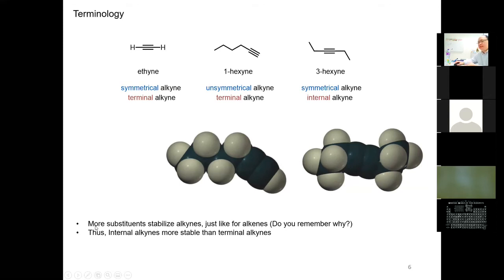And a trend of the stability of alkynes is that if the alkyne has more substituents, it's more stable. So for example, this one is much more stable than ethyne, and it's a similar trend as the alkene. Do you remember why? It's because of hyperconjugation, right? More substituents will donate or spread the electrons of the sigma bond into the anti-bonding orbital of the alkyne, just like the alkenes and just like the carbocation. So the more substituted carbocation, more substituted alkene, more substituted alkyne, they are more stable than their less substituted counterparts. Internal alkynes are more stable than terminal alkynes. So 3-hexyne is more stable than 1-hexyne, and also more stable than ethyne.